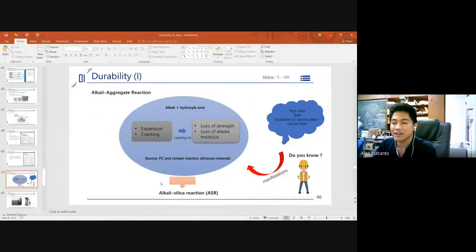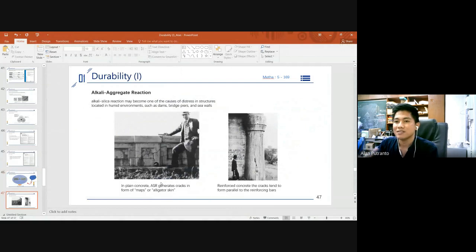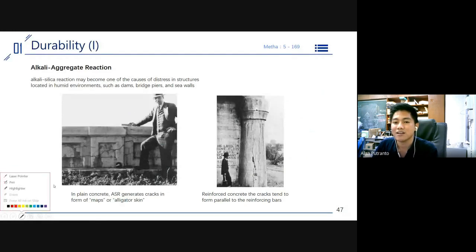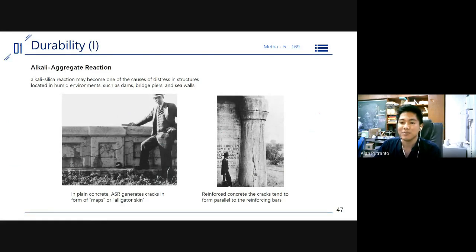And then, this is the picture that I got from Mehta actually. You can get it from the PDF. Alkali silica reaction may become one of the causes that destroys the structure. This kind of ASR is because of the long surface life, I think. The ASR usually creates cracks that form like a map or like alligator skin. You can see this kind of crack.